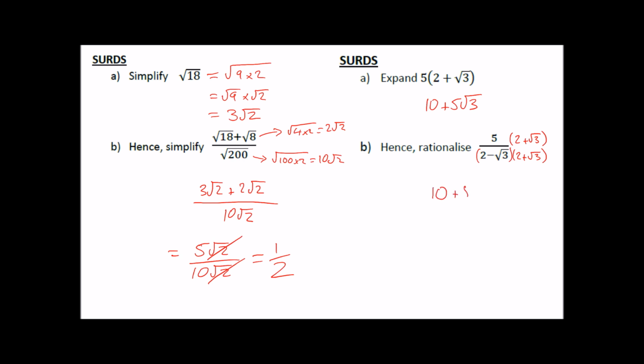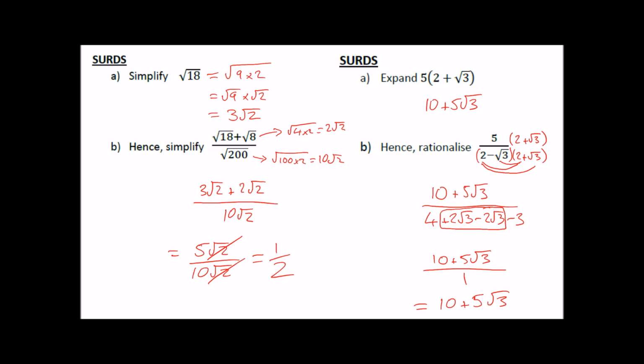So the top is going to go to 10 plus 5 root 3, because we've already done that. And on the bottom, when I expand that out, 2 times 2 is 4. I'm then going to do 2 times root 3, which is plus 2 root 3. I'm then going to do minus root 3 times 2, which is minus 2 root 3. And then minus root 3 times plus root 3 is minus 3. Now we can see that these two bits are going to cancel out. So I've got 10 plus 5 root 3 on top, and on the bottom, with those bits cancelled out, I've just got 4 take 3, which is 1. And that therefore simplifies right down to just 10 plus 5 root 3.